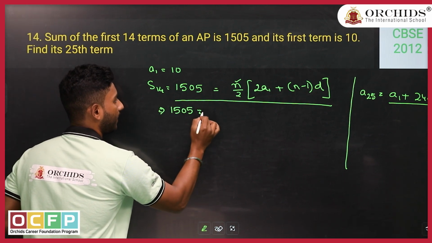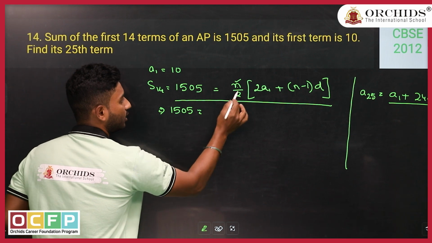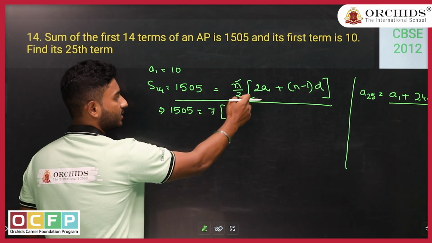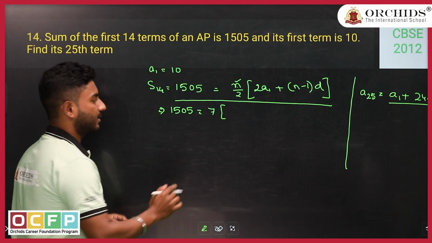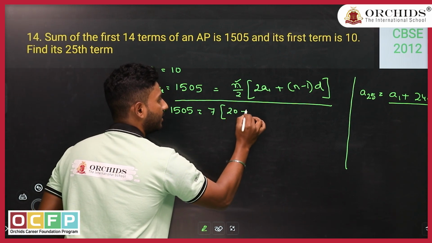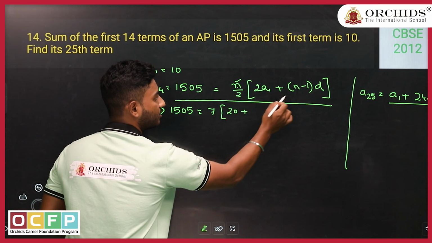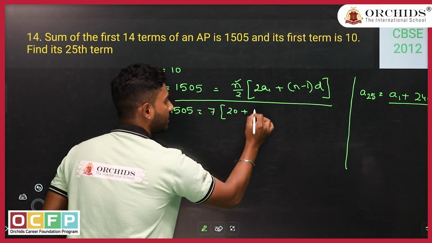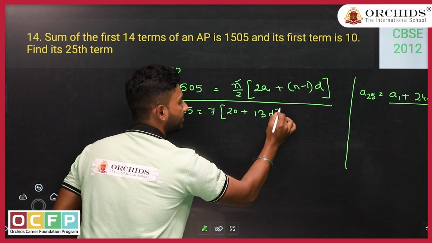1505 equal to, what is n? N is 14. So 14 by 2, 7. What is twice of A1? Twice of 10. That's nothing but 20 plus n minus 1. Again, what is n? N is 14. 14 minus 1. 14 minus 1 is 13d.